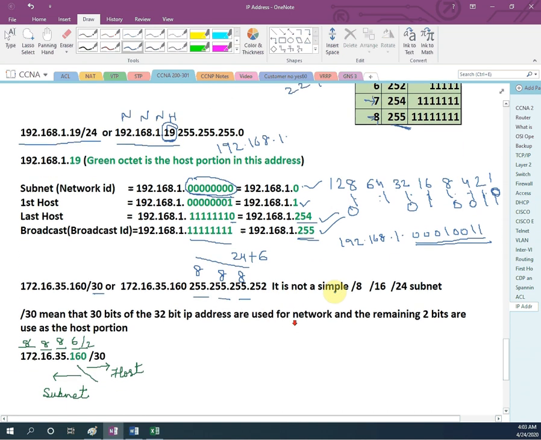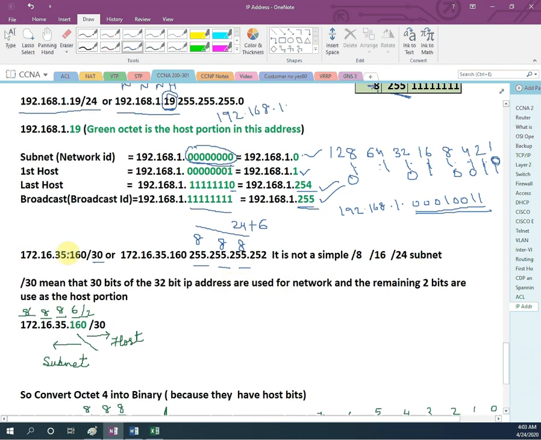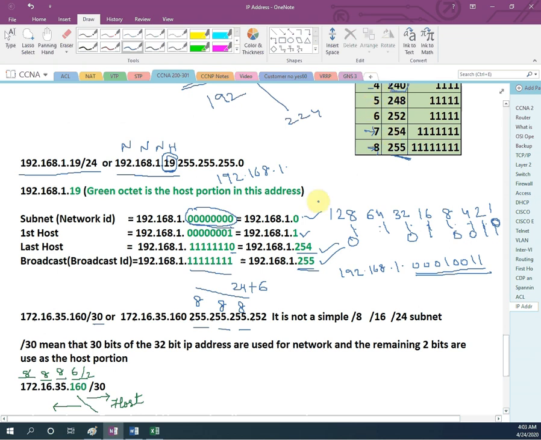Okay, it is not simple like /8, /16, /24 subnets. It is something different, that is /30. /30 means 252. With this table we can also get how we are dividing 30. This is 8 bit, this is 8 bit, this is 8 bit, that is 24. We need to add 6 more, so then it will become 30. So if we see 6, this is 252.